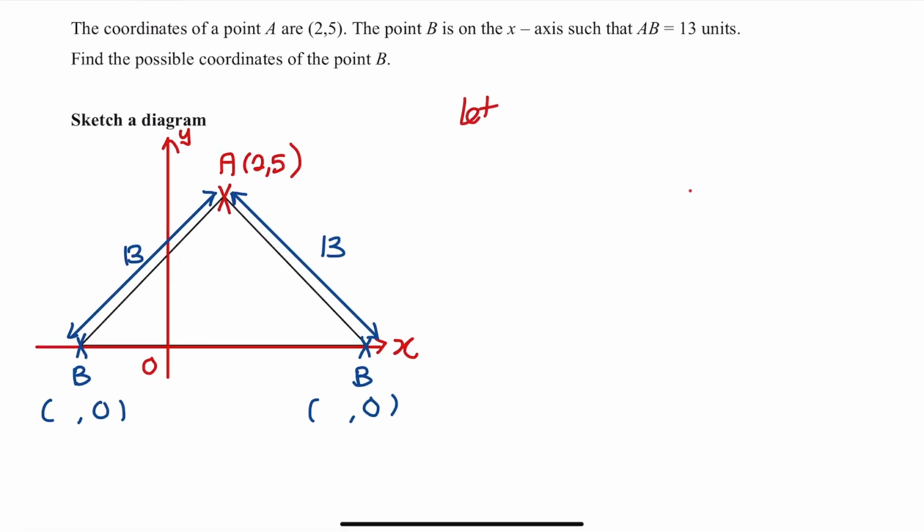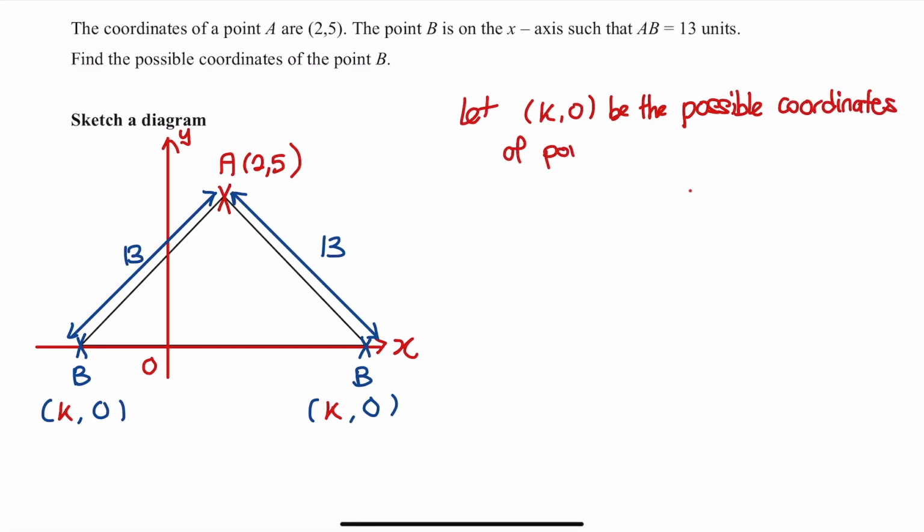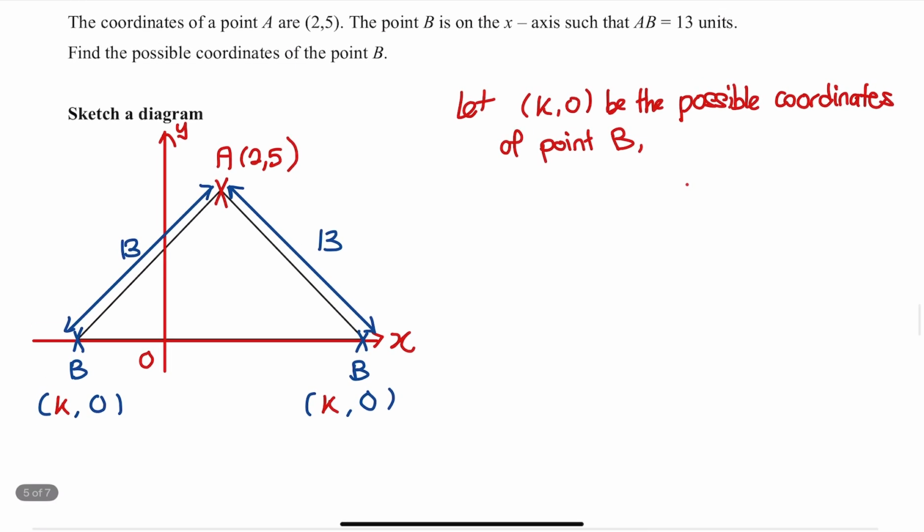Let's say k comma 0. I don't know what is this number. I call this k. I want to find out what is the values for k. Let k comma 0 be the possible coordinates of point B. Okay, then given by the question over here, I know that length AB is given by 13 units.